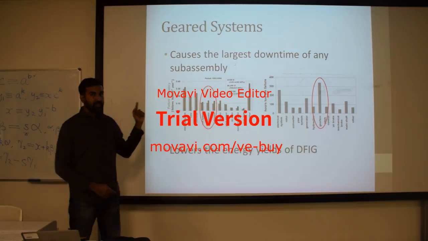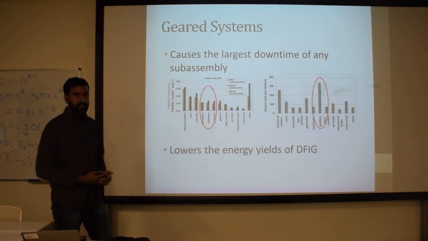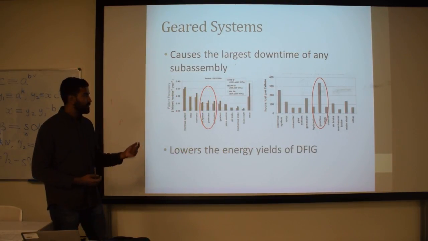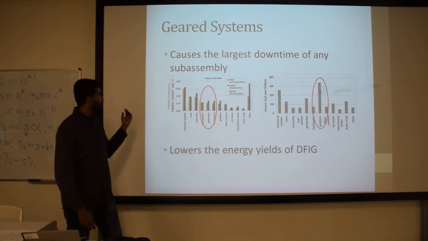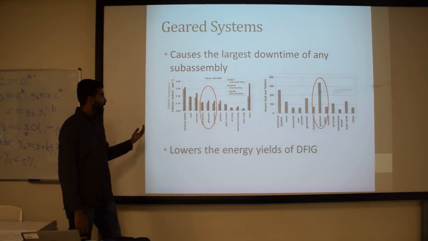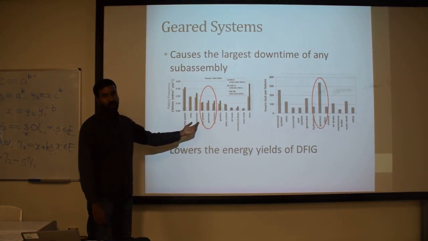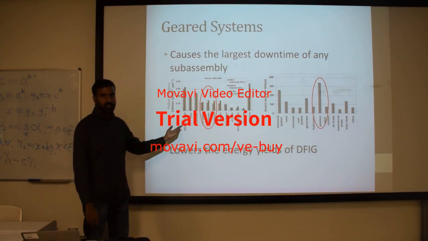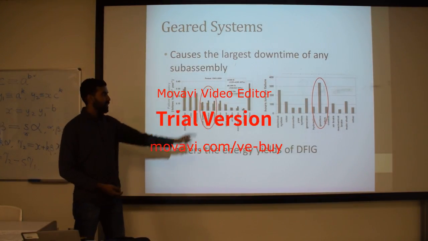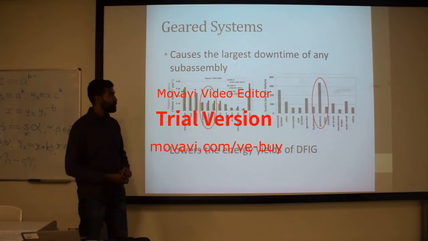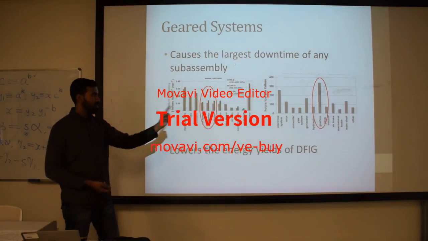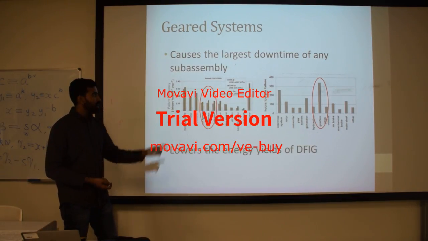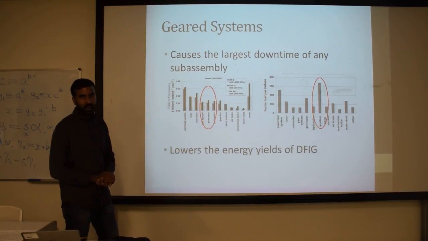But this is a geared system. The DFIG is a geared system, and the problem with geared systems is that even though they have failure frequencies that might be lower or about average, as you can see from this graph, they have the highest number of hours per failure. You can see one failure of the gearbox leads to around 330 hours of downtime.